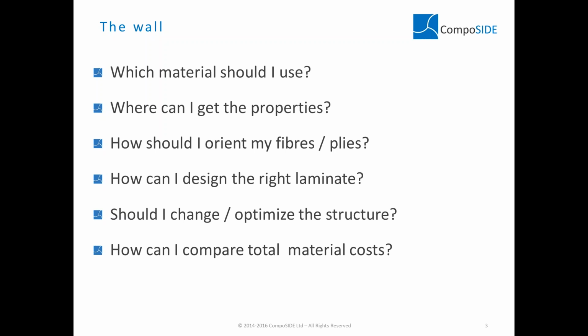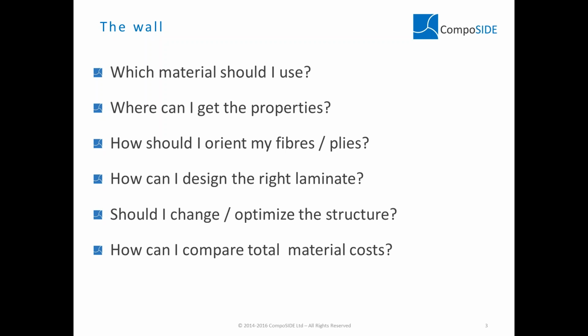Now, compared to metals, composites have many more failure modes, and their performance will vary greatly when the fibers and plies are oriented at different angles. So which orientation should you use? Is there such a thing as a right laminate? So far you've only been looking at just replacing the material itself, but what about the structure? Is it something that you should also consider, or should you just use the same structure and change the materials?